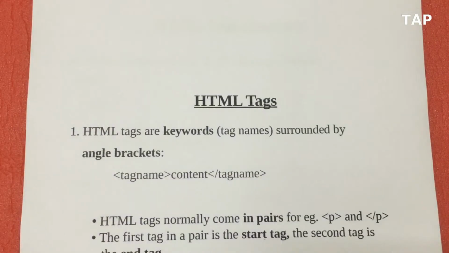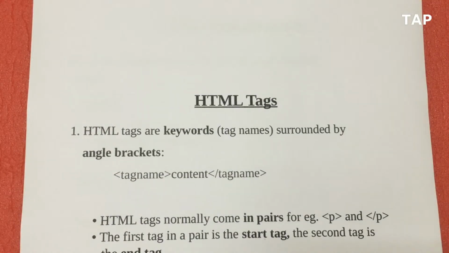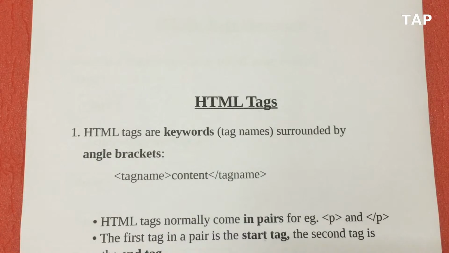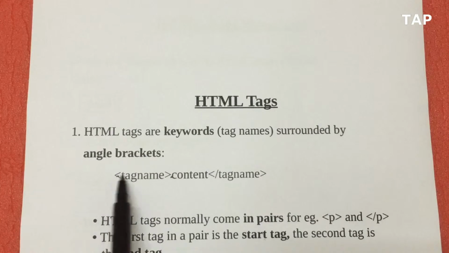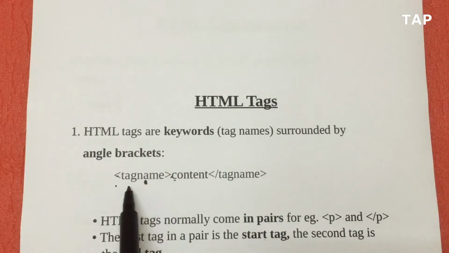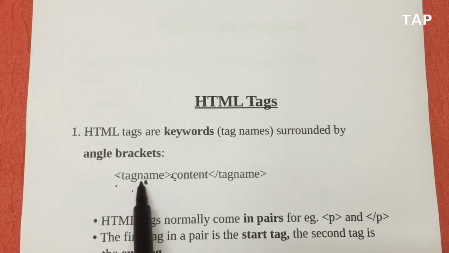Now I told you that HTML is a collection of markup tags, right? So we will see what these tags are. Each tag is enclosed within angular brackets. You can see these are your angular brackets. Only inside these angular brackets are your tags enclosed. This is one tag.